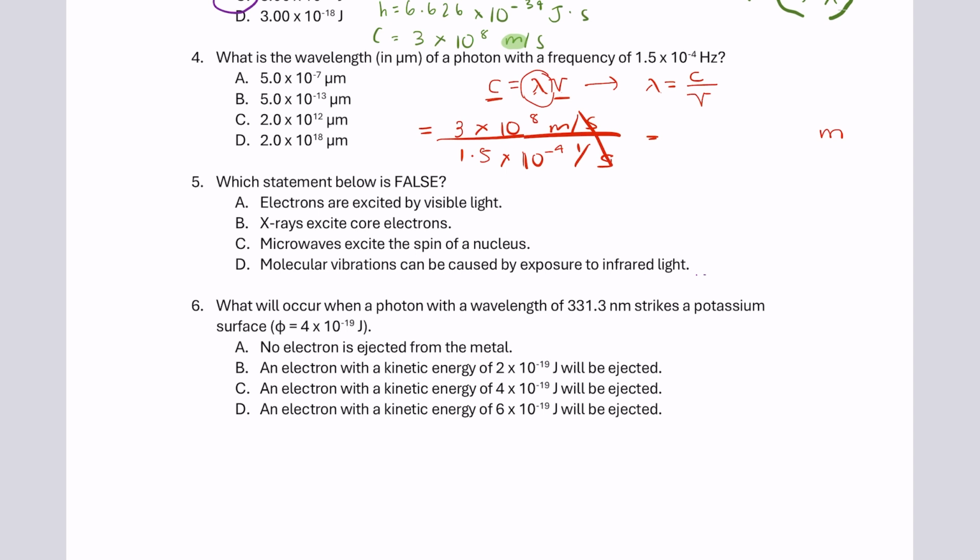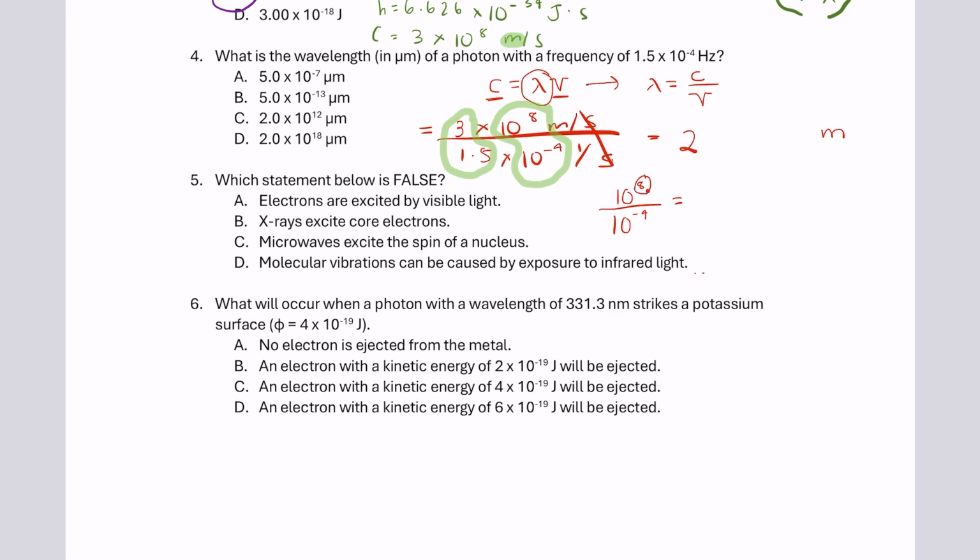To do it by hand, we'll first tackle these numbers. 3 divided by 1.5, that's equal to 2. And then we'll deal with the 10 to the exponent terms. What we have in the numerator is 10 to the 8, and what we have in the denominator is 10 to the negative 4. To solve for this, we need to subtract the exponents. So it's 10 to the 8 minus negative 4. And that's equal to 10 to the 8 plus 4, which is 12. So our answer is 2 times 10 to the 12 meters.